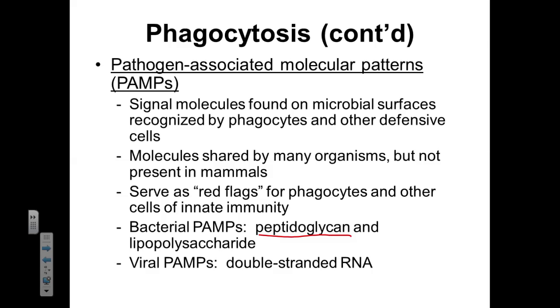Another one is lipopolysaccharide. If we're working with our gram-negative bacteria, which will have the lipopolysaccharide represented, or if we have a gram-positive bacterium, there'll be peptidoglycan on the surface of its cell envelope. Something that's specific to only viruses is double-stranded RNA molecules. As humans, we have no double-stranded RNA. So if we ever find double-stranded RNA, that's a big red flag that something is amok, something is not right in our bodies, and we should phagocytize it.